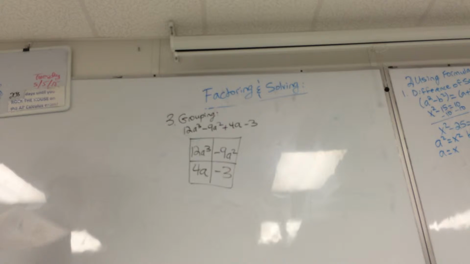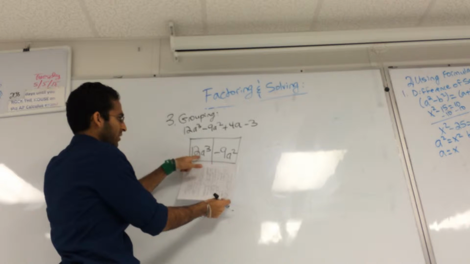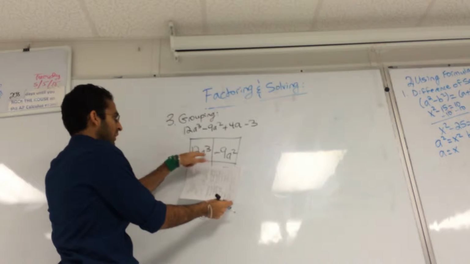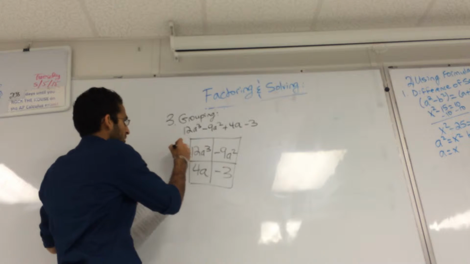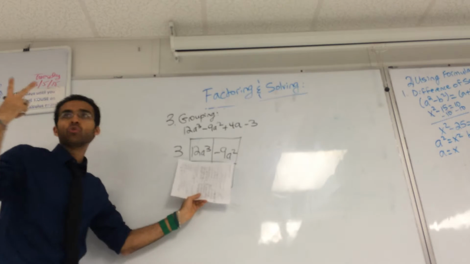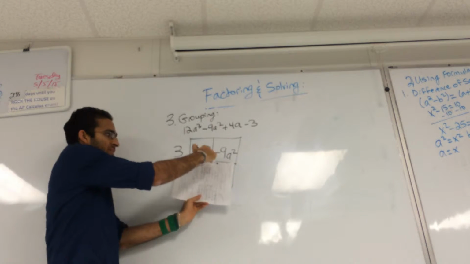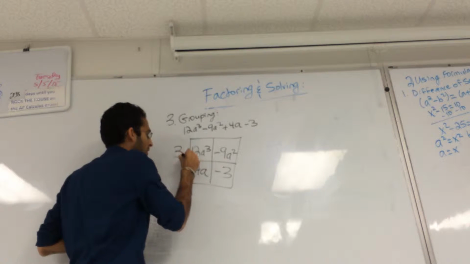And then I would have done just like Mr. Kurtz's strategy was. He said, cover up the bottom. He said, look at the top, and what can I take out? Well, they both have a 3. This divides by 3, and this divides by 3. So I definitely take out a 3. And they both have at least 2 a's. This has 2, this has 3, so at least they both have 2. So I could put a squared here.